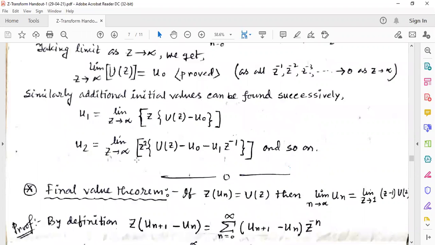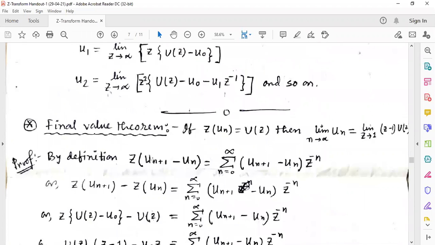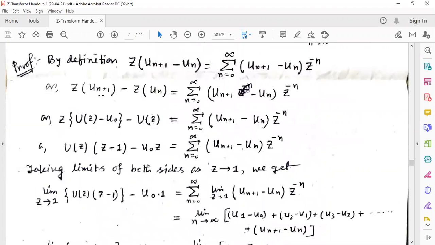Z transformation of u1, that is Uz minus u0. We are putting this one here. Z transformation of un plus 1, from the shifting property, we can write z into Uz minus u0. And Z transformation of un is equal to capital Un is equal to summation n equal to 0 to infinity un plus 1 minus un into z to the power minus n. Now, if we take common here, after multiplying, it will be coming z capital Uz minus small z u0 minus capital Uz.